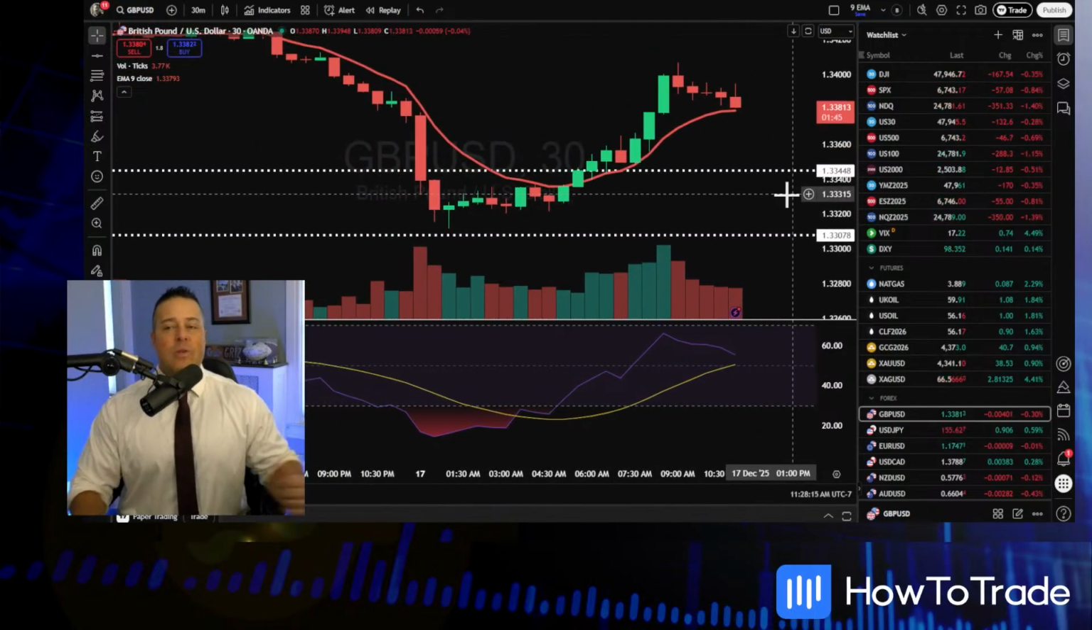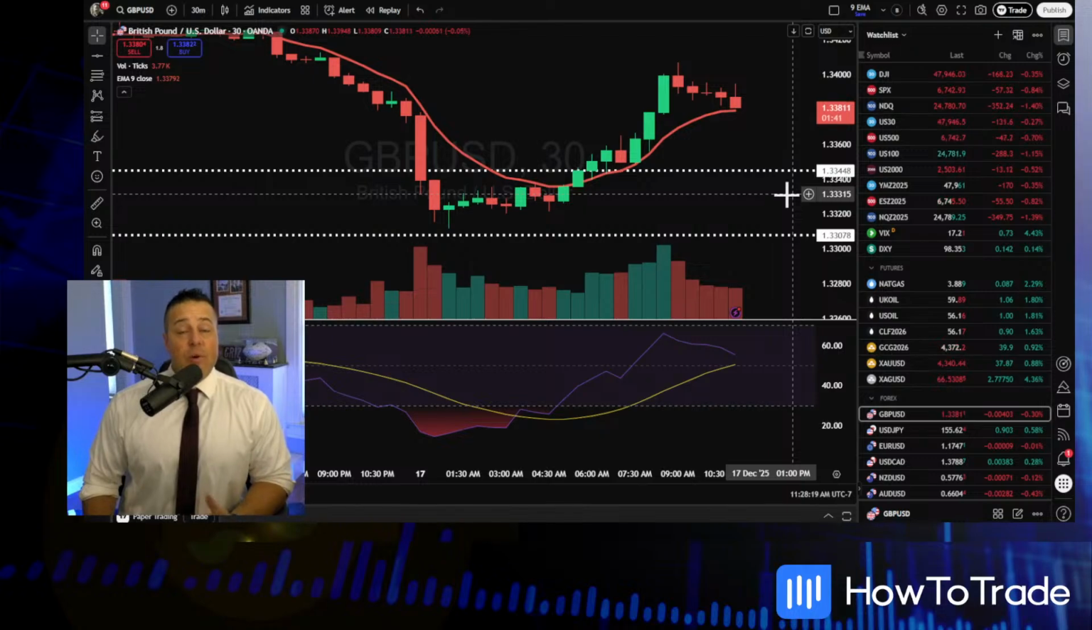Now, why did this trade work? Well, you're trading it at the right time. If you were going to trade the Great Britain pound USD on a short time frame, an intraday time frame, and you were looking for volatility, when would you trade it? You'd be trading it during the London session and, more importantly, the London US overlap.